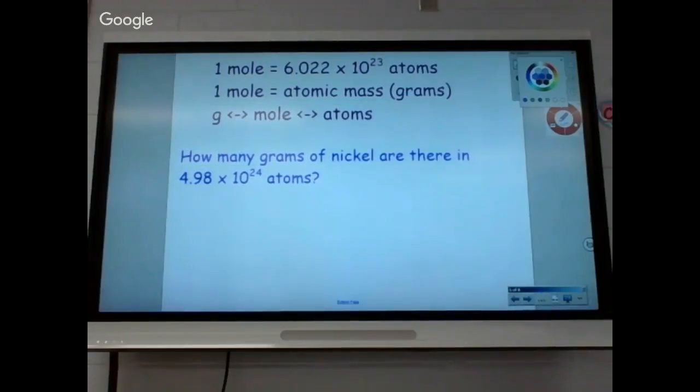All right. Last question we're going to do. How many grams of nickel are there in 4.98 times 10 to the 24th atoms? I'm going to hand something out while y'all are writing it. Now, this is the one that creates issues because this is the one that's going to be a 3-step chart. And we have not done a 3-step chart yet. I'm just telling you, because sometimes I don't give it to y'all.